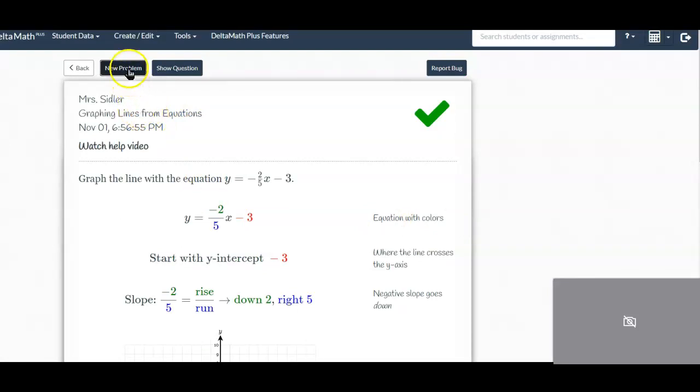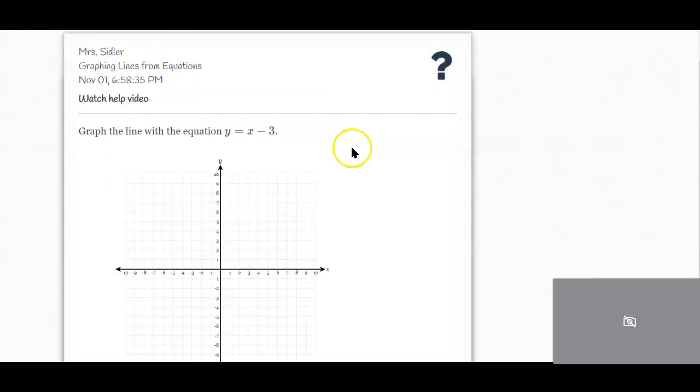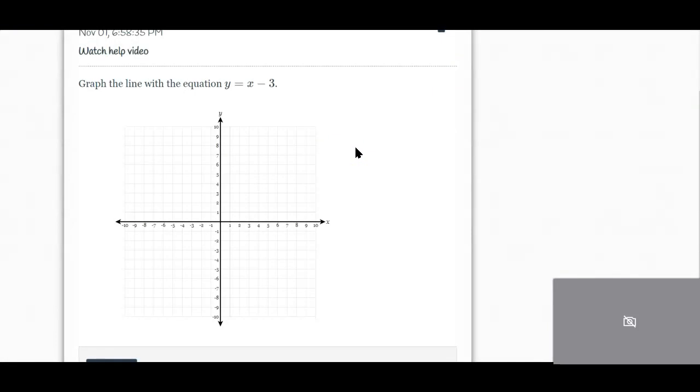Let's do one more problem like this. What's the first point that I should put on this line? My first point will be at 0, -3. From there, I'm going to count my slope. What is the slope of this line?